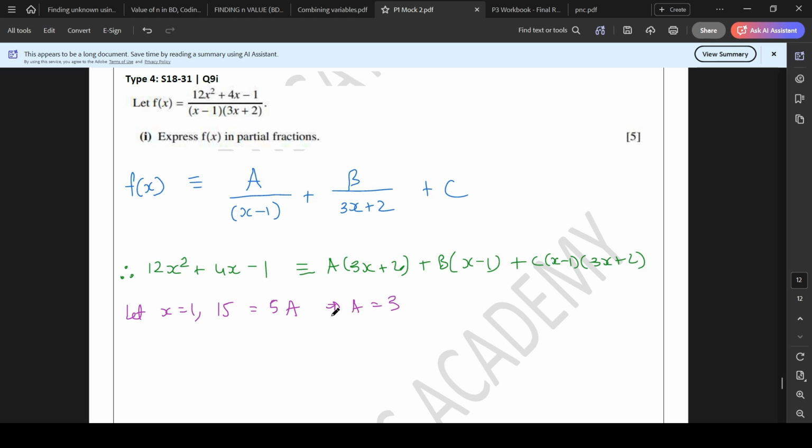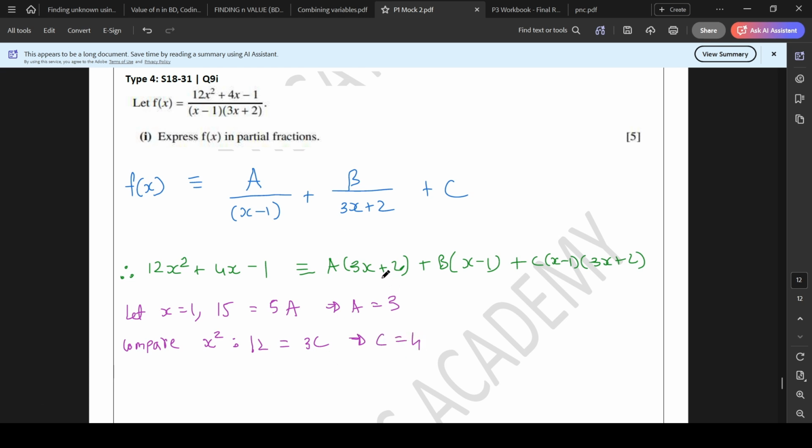Now I'm going to compare maybe the coefficient of x squared, because I can see that the coefficient of x squared is only 3C. There is no other coefficient of x squared, and I can compare that with 12 to easily find out the value of C. So I'll compare the x squared coefficient. So it will be 12 is equal to 3C, which implies that C is equal to 4.